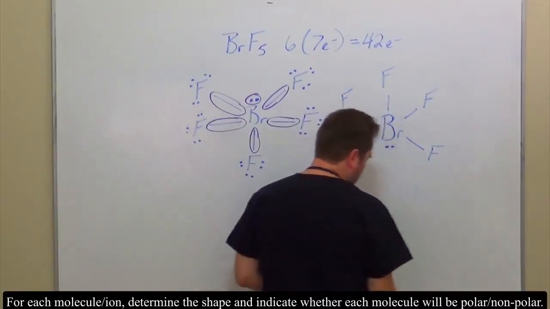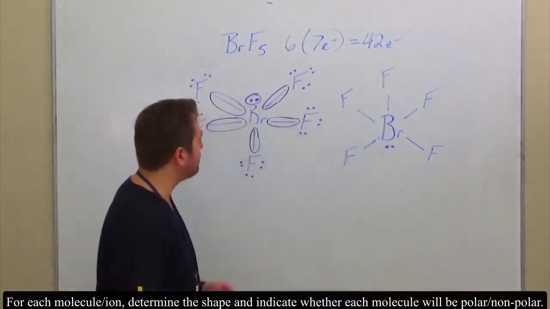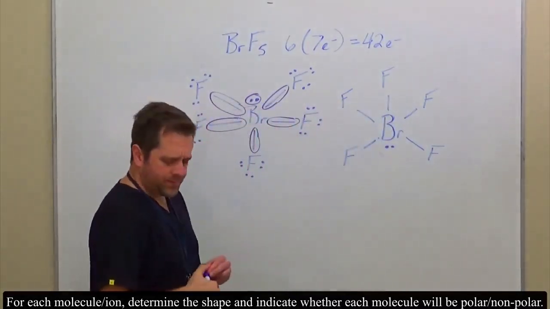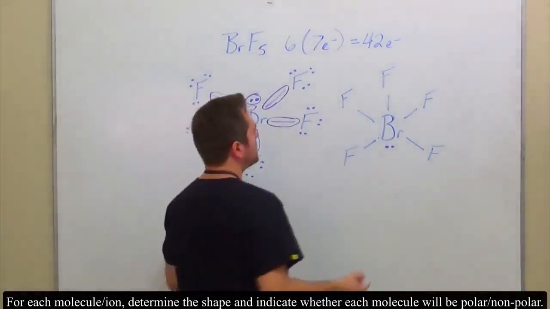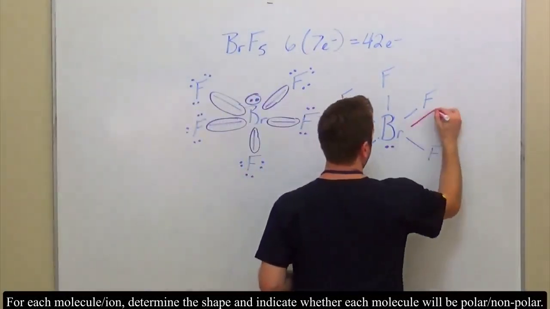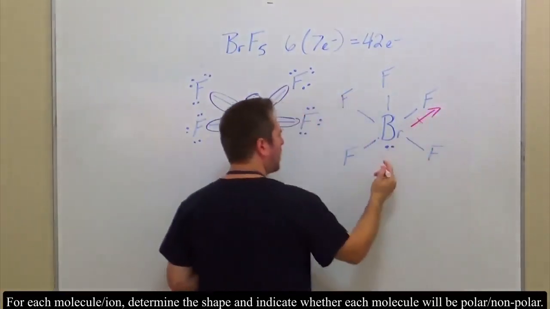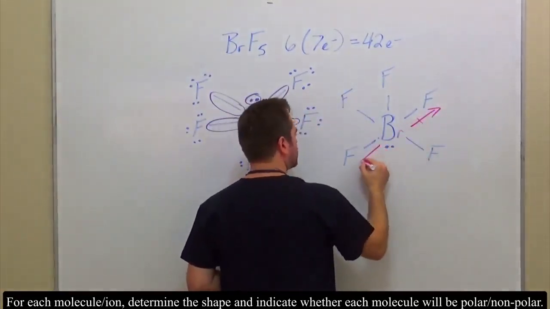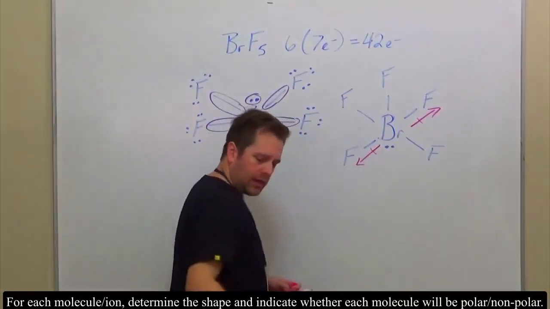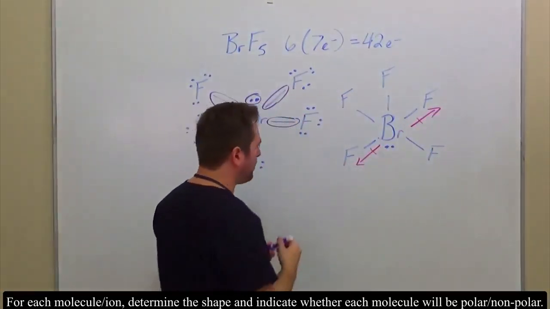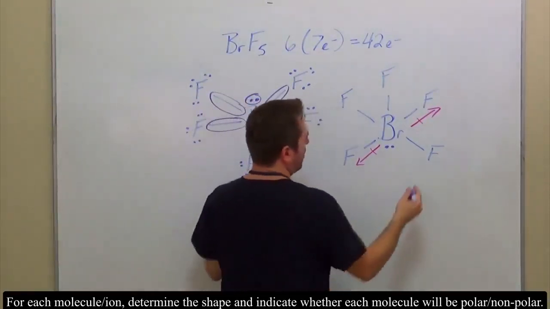Okay, now let's determine if this is a polar molecule or not. So, fluorine is more electronegative than bromine. So what that means is there's going to be a pull in this direction. However, that pull is going to be canceled out by the pull on this fluorine. Okay, I'll go ahead and put my lone pairs. Let's be thorough.